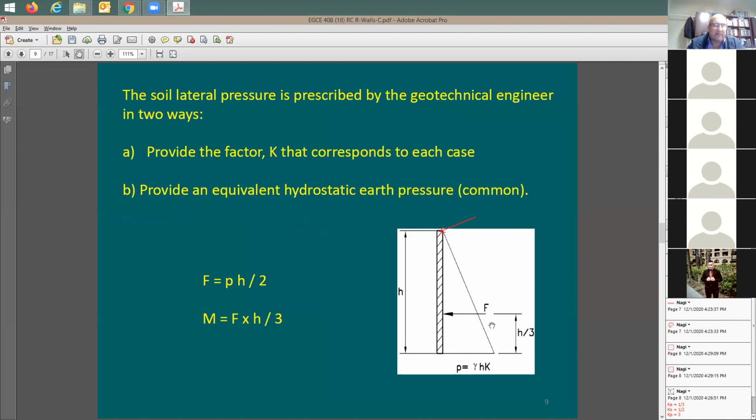This horizontal force is going to be equal to the integration of this triangular distribution of the stress. So it's going to be equal to what? This F, the total force, is going to be equal to the base of the pressure, applied by the height, divided by 2, which means it's the area of this triangular distribution applied by 1 foot perpendicular to the screen. So in this case, F is going to be equal to P, the pressure at the bottom, times H, divided by 2.